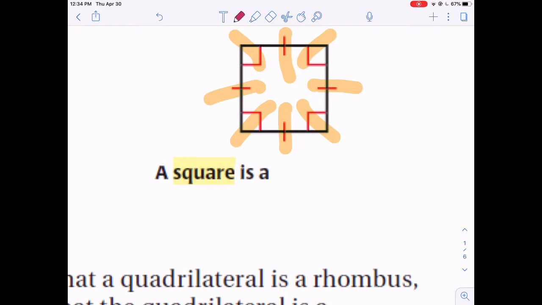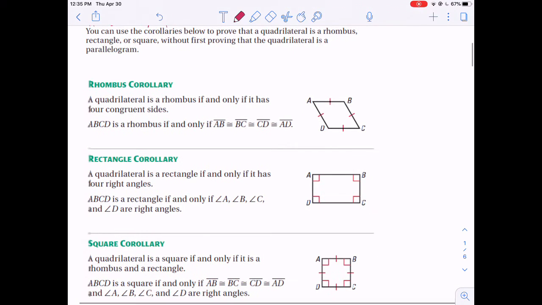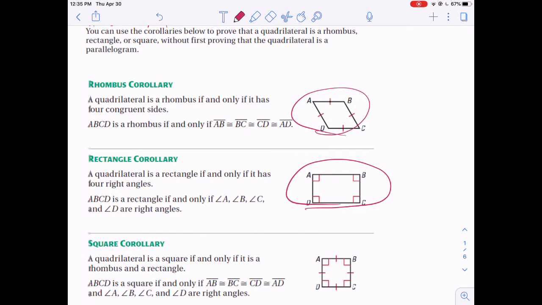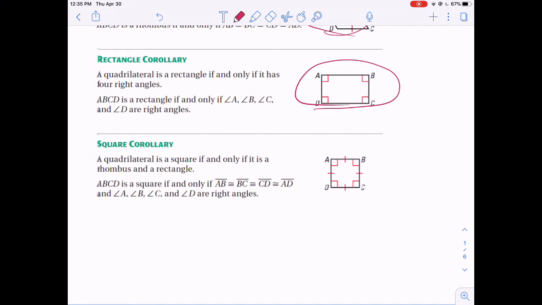All right. So, again, these rules, you have to be able to use them. Here are the corollaries or theorems that we've gone over all year. All four sides equal for a rhombus. All 90-degree angles for a rectangle. And for a square, it's got to be both, all four sides equal and 90 degrees. Some small distinctions of what you may have recalled about those shapes.